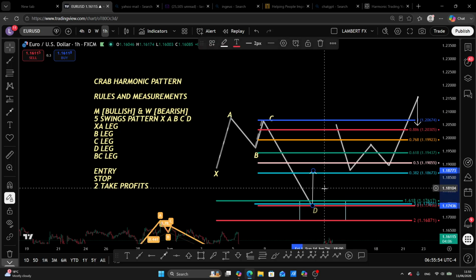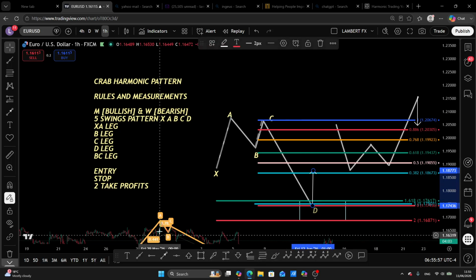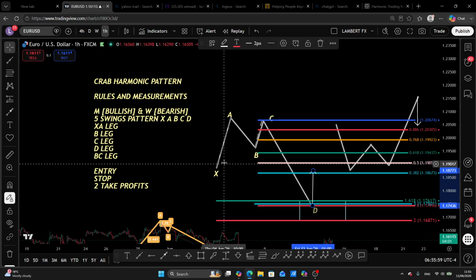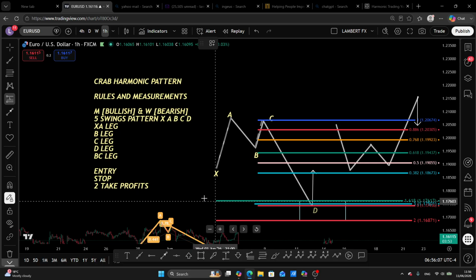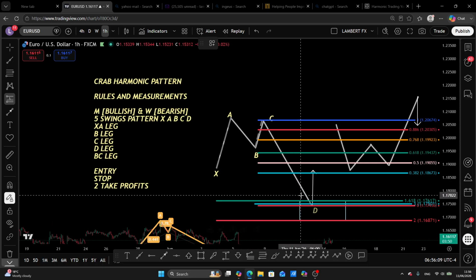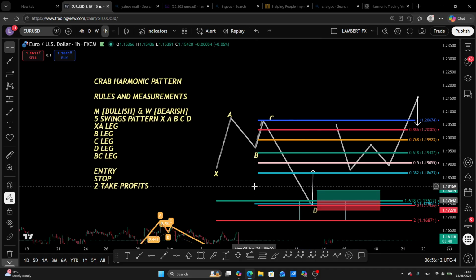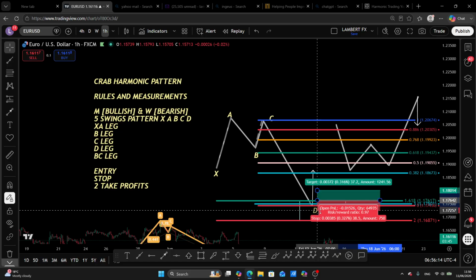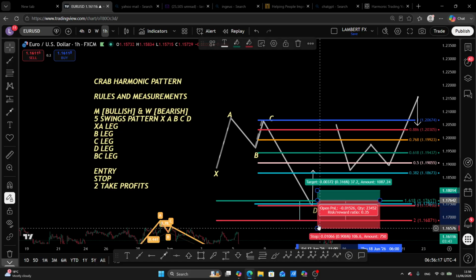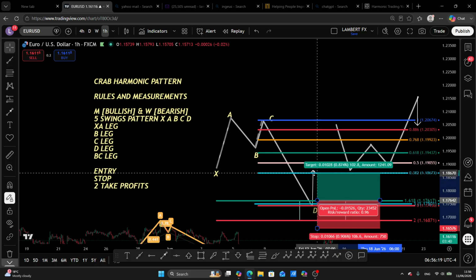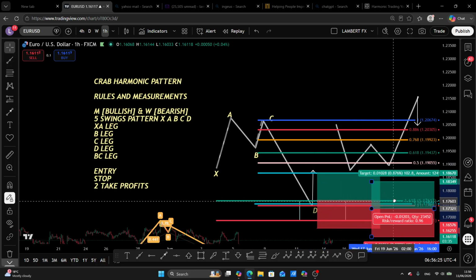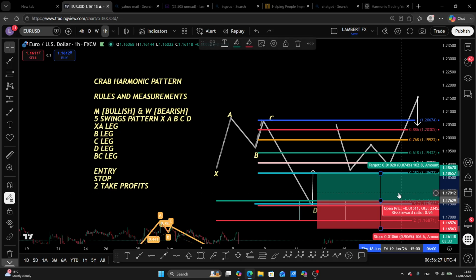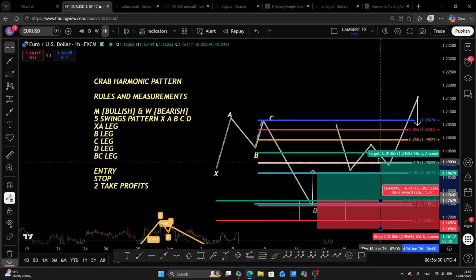Like I said, you always get your first take profit as long as you get the X to A leg correctly. So let's say we got an entry here after the rejection of the level. Your stop goes below the 2.0, and your first take profit is at 0.382. I'm going to clone this, and then your second take profit will go at 0.618.